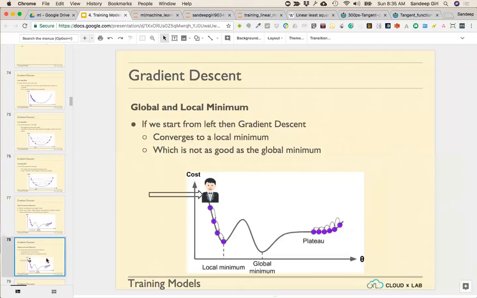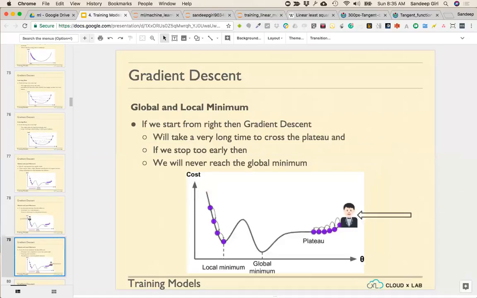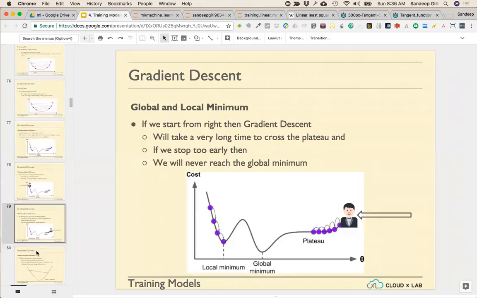If we start from the left, then gradient descent converges to a local minimum, which is not as good as the global minimum. But if our starting point is towards the right, it'll take a very long time to cross the plateau, and if we stop too early, then we will never reach the global minima. If we started here or here, we will quickly reach the global minima, but if we started here, it will start thinking at this point that we have reached the local minima. Therefore, for non-bowl kind of curves, gradient descent may not perform really great.